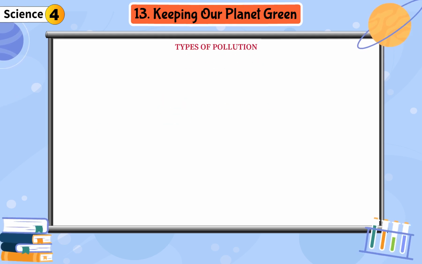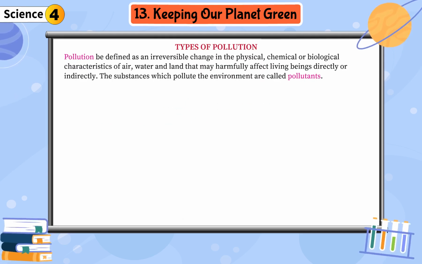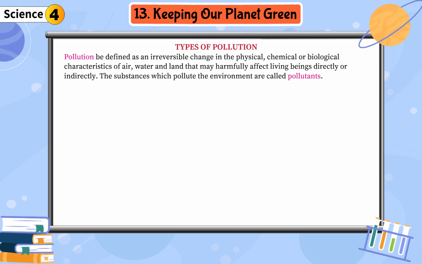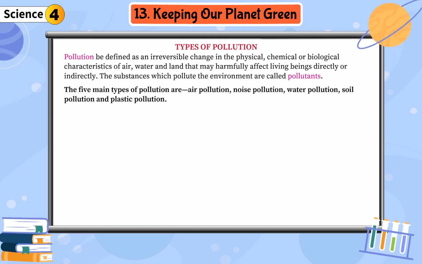Types of pollution. Pollution can be defined as an irreversible change in the physical, chemical or biological characteristics of air, water and land that may harmfully affect living beings directly or indirectly. The substances which pollute the environment are called pollutants. The 5 main types of pollution are air pollution, noise pollution, water pollution, soil pollution and plastic pollution.